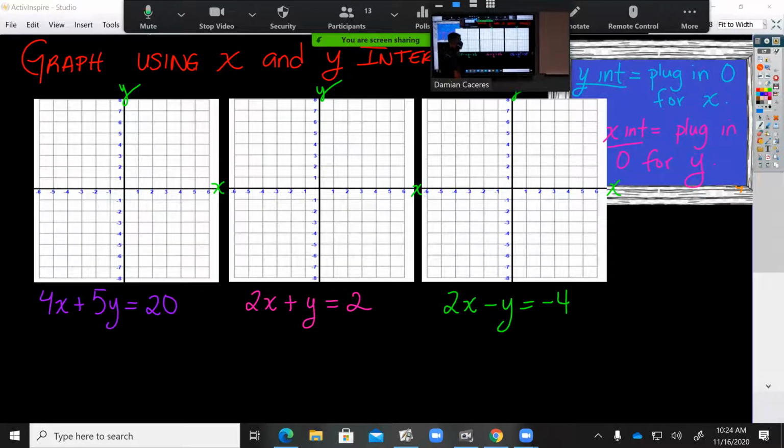Alright, so time's up. Let's review. Now, the whole week, what we're doing is learning how to graph linear equations. There's 3 different ways we learn how to graph here in this class. So I'm going to teach you all 3, and that's what you're going to be practicing all week. Graphing. So the first method is graphing using the x and the y intercepts.